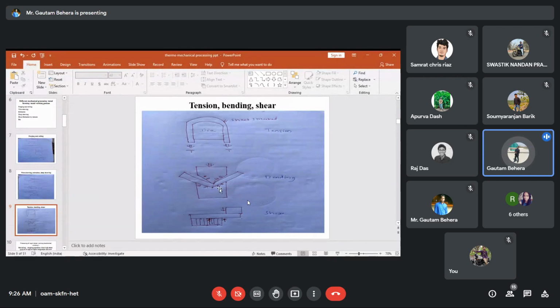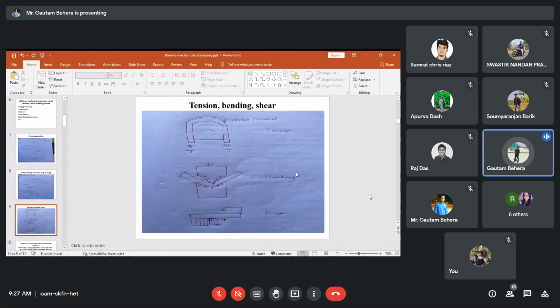Then bending is very simple. You can see the shape of the die. This is the die shape, and you are pressing at the middle part of the specimen. The specimen was horizontal first. When you press it, it will bend. You can see the direction of force here again. Then this is shear. You can see from the top, it is from top to bottom direction. From the bottom, it is from bottom to top direction.